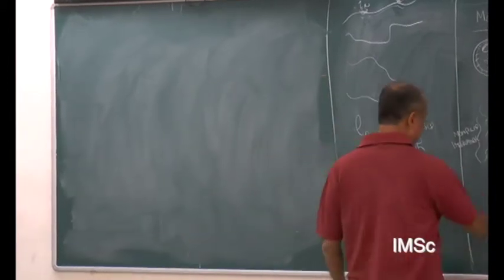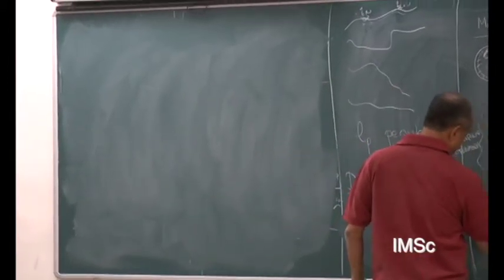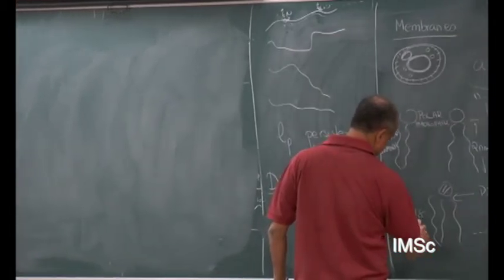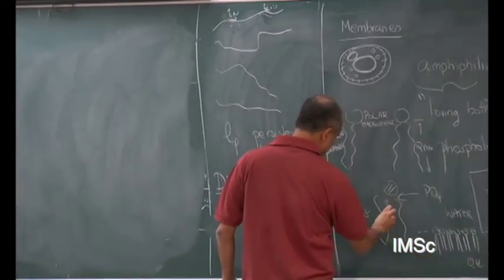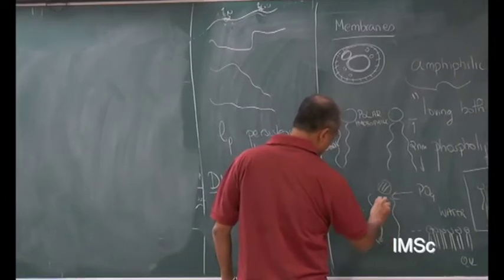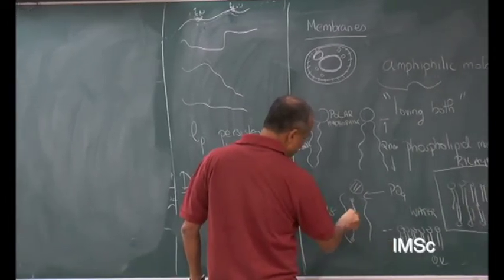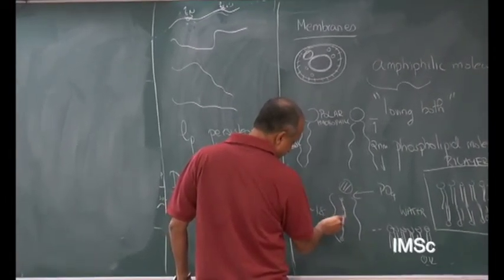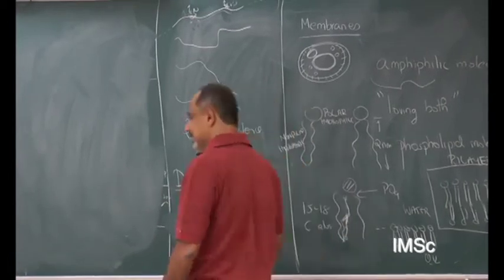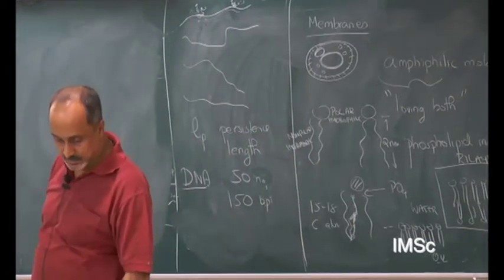So over here, there are 15 to 18 carbon atoms in these hydrocarbon tails. These can be single bonds, or they can also be double bonds. And double bonds induce a kink in the tail that expands the region that is required for the tail.